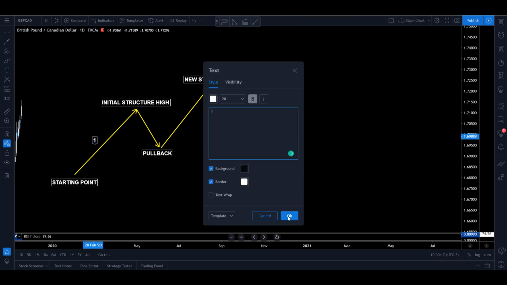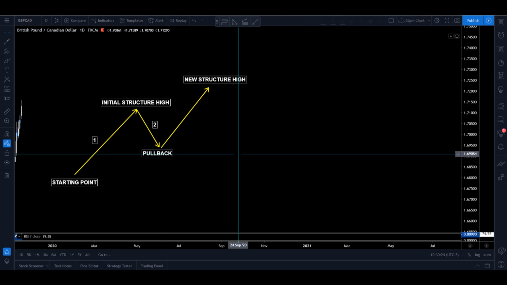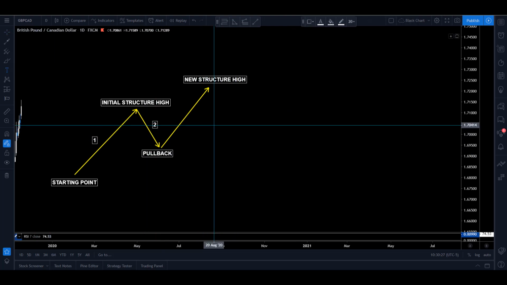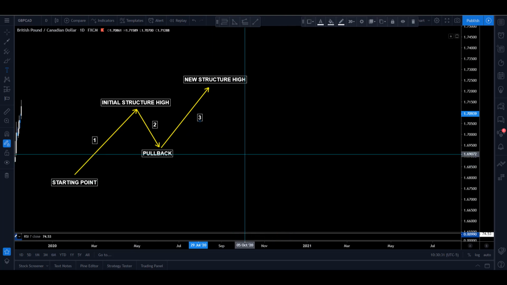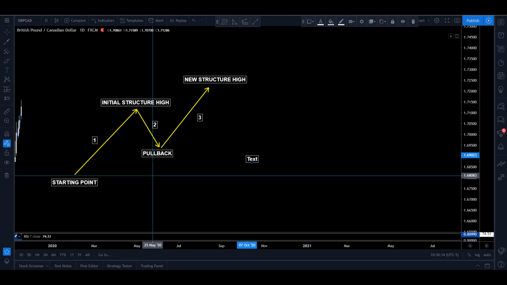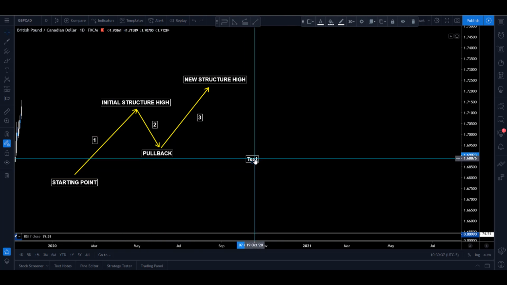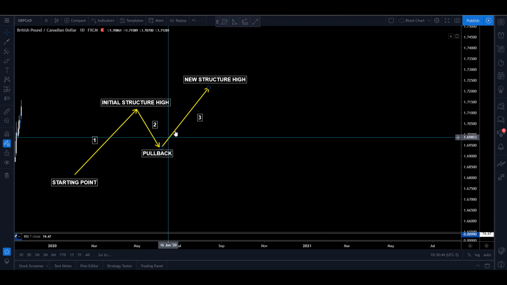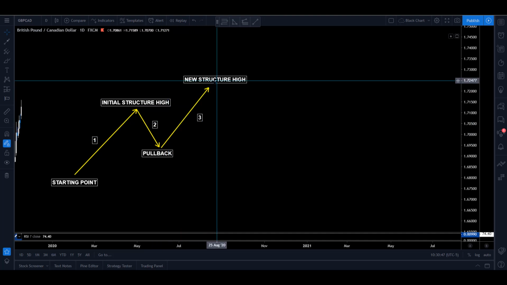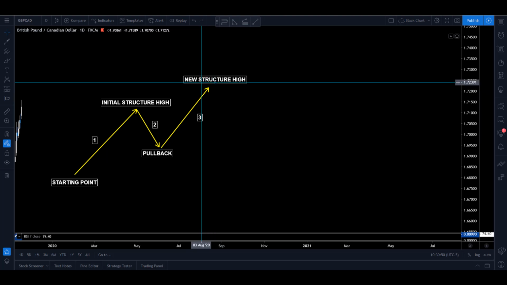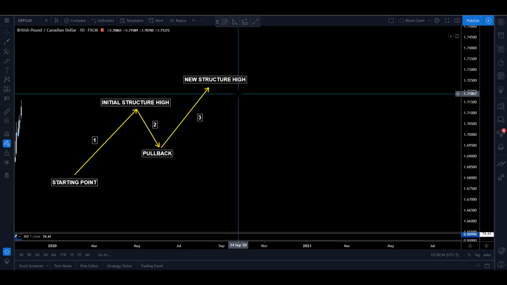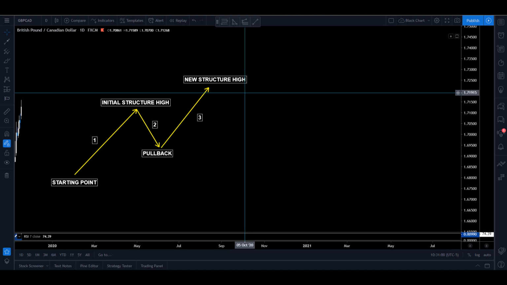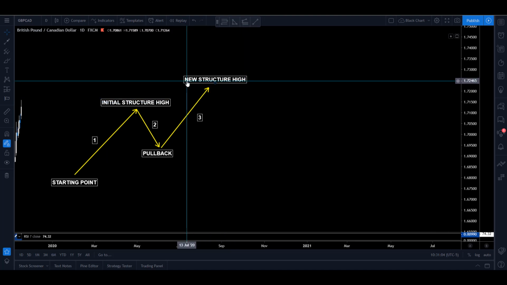Move 1, move 2, put on this side of it, and then move 3. Starting point to initial structure high, initial structure high to pullback, retracement, outside return, whatever you want to call it, and then another extension forward or upward, giving us a new structure high. Only at this moment can we say that we are in a bullish trend. Does that make sense? All right, let's do one for a bearish trend.